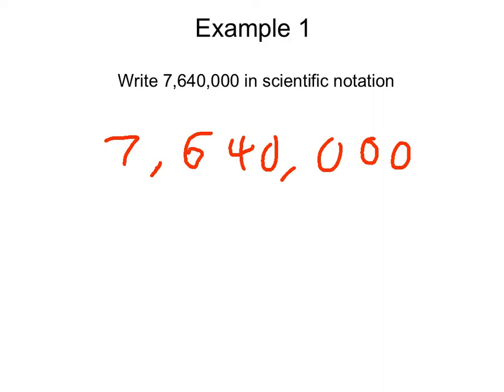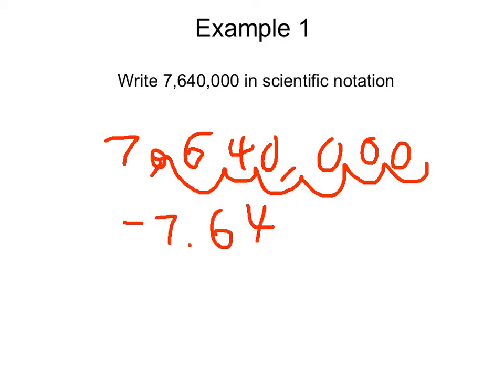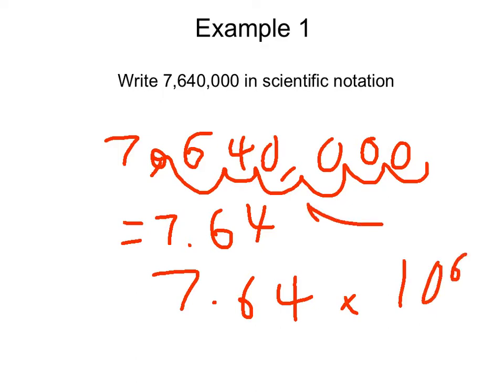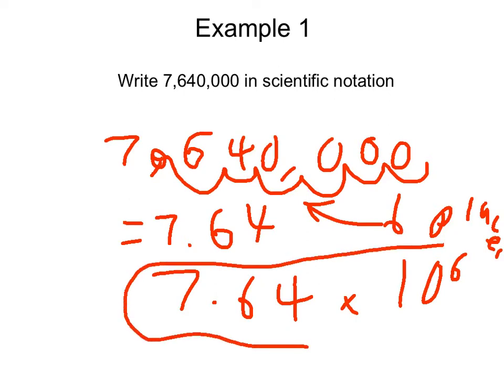First, you have to move the decimal point 1, 2, 3, 4, 5, 6 places to the left to get 7.64. Then, because the decimal point was moved 6 places, 7.64 is multiplied by 10 to the 6th power. See? That's 6 places. So 7,640,000 equals 7.64 times 10 to the 6th power in scientific notation.